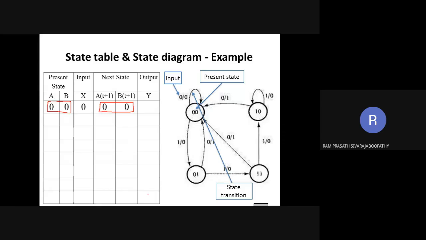Is it clear? Any doubts? Yes, no change. Very good, Srigari. Super. So 0 0 இருக்கு present state, next state 0 0 இருக்கு. அப்ப no change-னா என்ன பண்ணனும்? You have to put an arrow to the state itself. Fine? Okay. So now the next state is also 0 0. What about the output? 0. So it is marked. Is it clear for everyone?